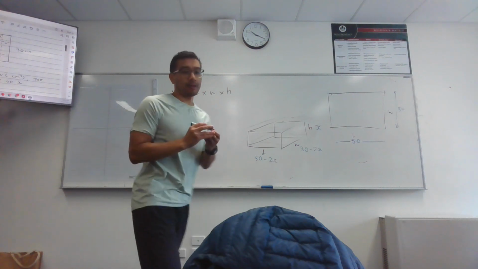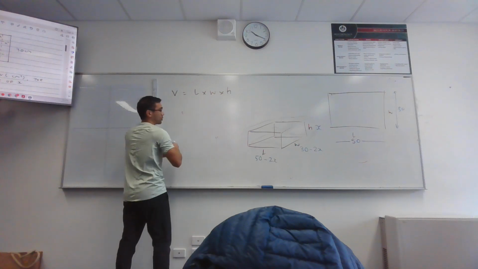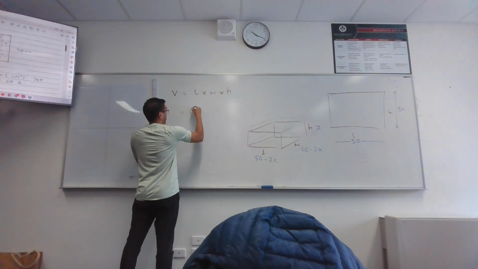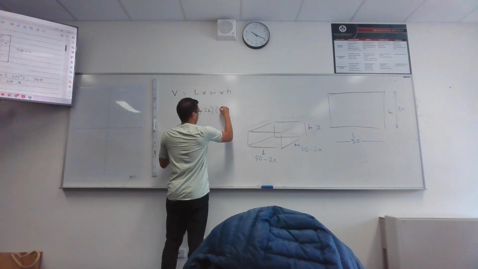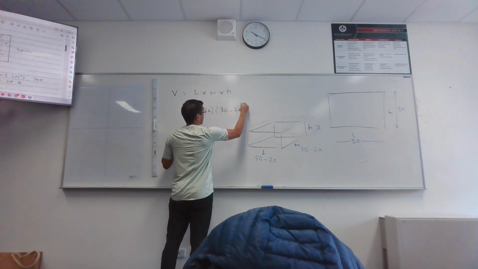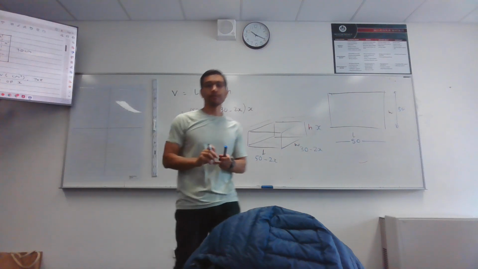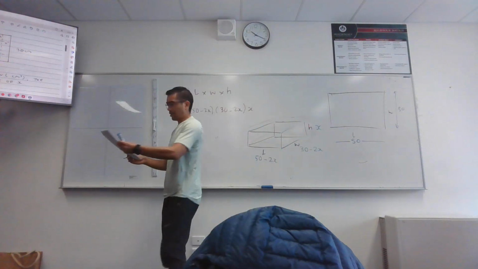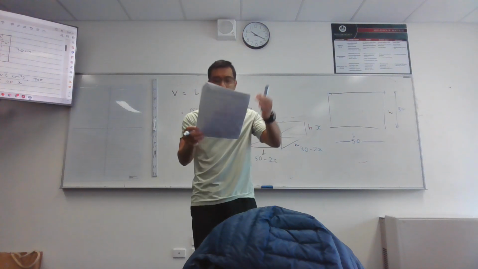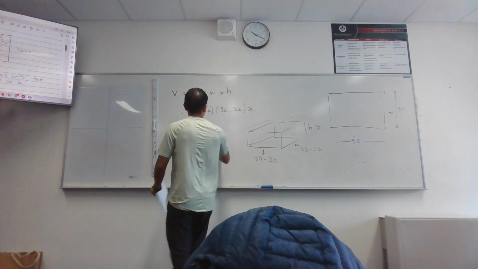So when we go back to our equation, we've got things to work with now. Length is 50 minus 2x. Don't forget to bracket it. Our width is 30 minus 2x. And our height is now x. You don't have to expand it out, but if they ask you to, you can.